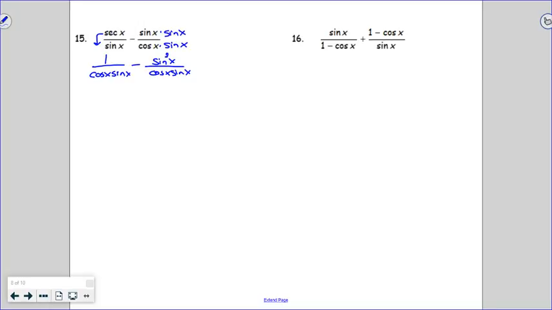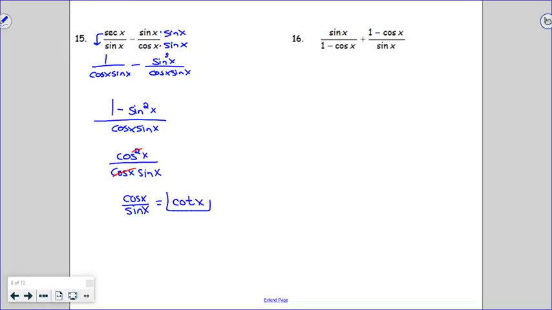Sine squared. So our numerator becomes 1 minus sine squared x over cosine x sine x. 1 minus sine squared is one of our Pythagorean identities, so cosine squared x. I'm able to cross off one of those cosines, top and bottom, leaving me with cosine x over sine x. And cosine x over sine x is cotangent x.